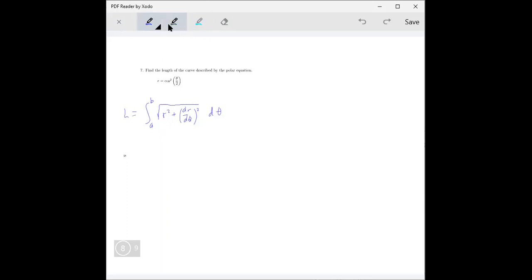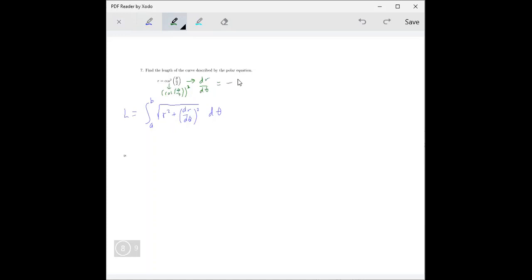So let's get to work here. First of all, dr/dθ. You think of this as cosine of θ over 2, quantity squared. And so when you take the derivative, it's the power rule. This 2 comes down, and then you multiply by the derivative of the inside. Now the derivative of this is going to be negative sine of θ over 2.